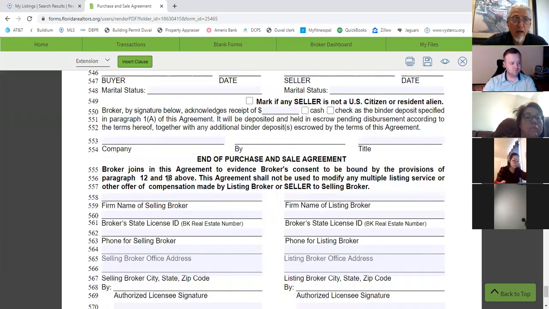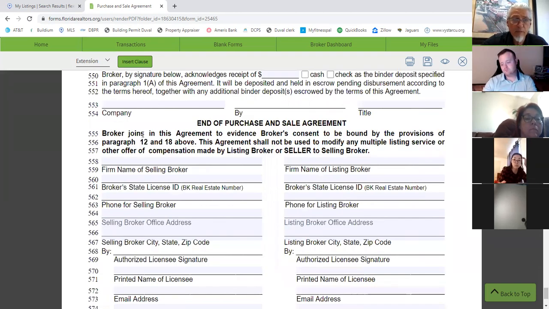And that's it, the end of the purchase and sale agreement before our names are listed. And then it says the broker joins this agreement in evidence of the broker's consent to be bound by the provisions of paragraph 12 and 18 above. And this agreement shall not be used to modify any multiple listing service offers of compensation. So you can't put in this that the seller agrees to pay the buyer's agent 2.5% when it says 3% in the MLS. It's not allowed. Once they've offered 3%, they have to pay 3%.